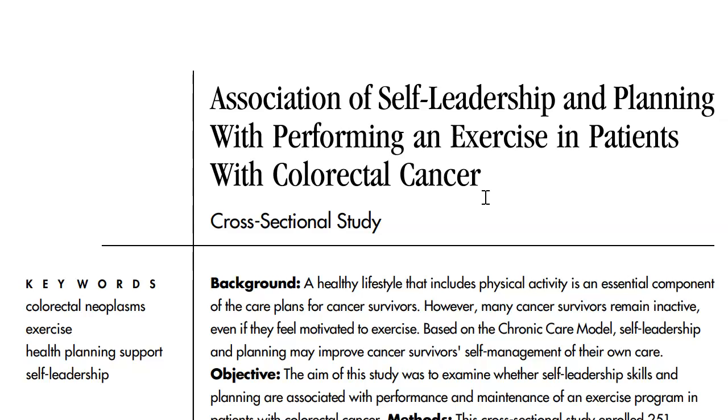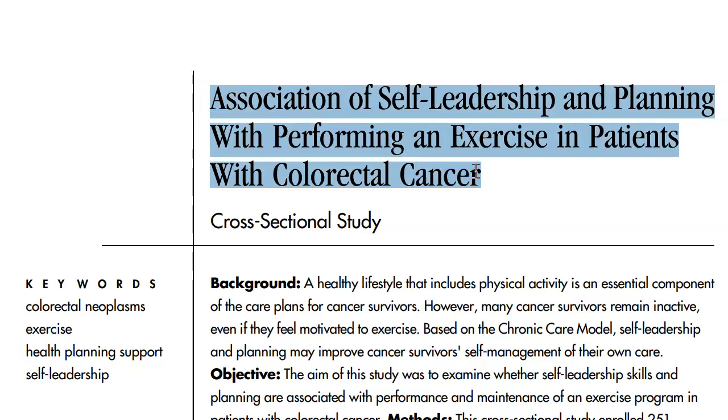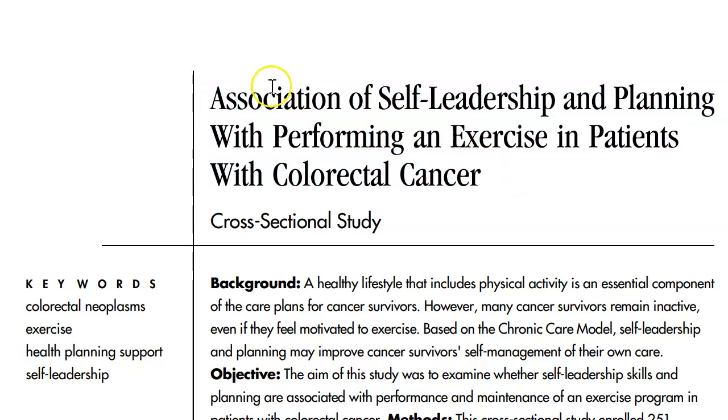Now, that doesn't directly tell you what's going on here, but it's almost like they decided to put this into the format of the question that I like. So what is the association? What is the relationship of self-leadership? There's a study factor. Planning, there's another study factor. With or on performing an exercise. Well, that seems like a response variable. And then in patients with colorectal cancer. And there's your population of interest.